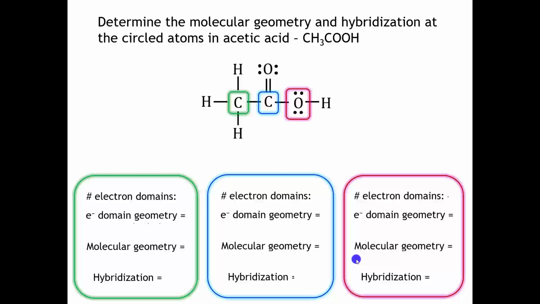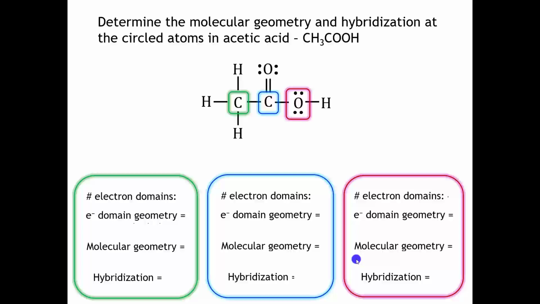Here's a question for you. We're going to look at this molecule, acetic acid, and what I would like you to do is look at the 3 central atoms in this molecule, 2 carbons and 1 oxygen. I want you to predict the molecular geometry at each of those atoms, and then also tell me the hybridization of the atom at each of those spots. Pause the video, fill in the table below, and then come back and we'll go over the answer.